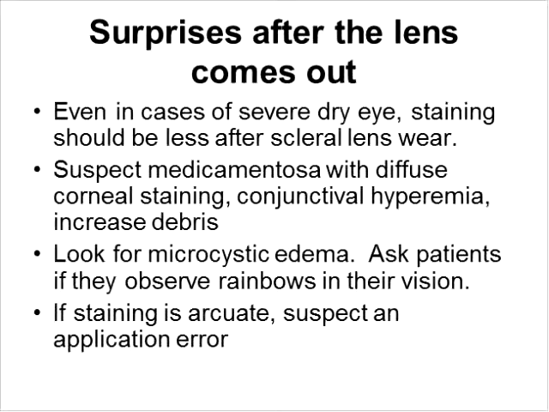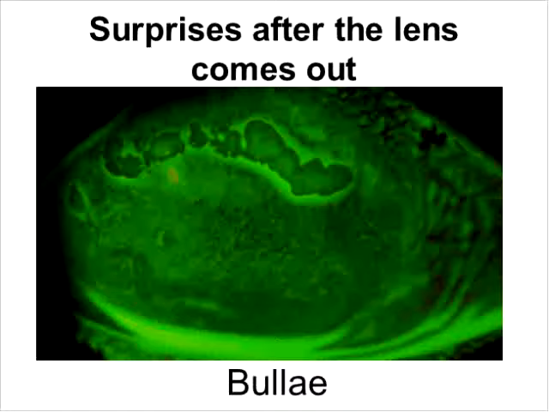And so you always want to be mindful of, if there's staining, start scratching your head and look for other problems. So I would suspect medicamentosa if you see diffuse corneal staining, conjunctival hyperemia, and increase in debris. Also, always be suspicious for microcystic edema, and if a patient's complaining of rainbows, then start looking for the edema. If you see any arcuate staining, then you can suspect patients applying the lens decentered.